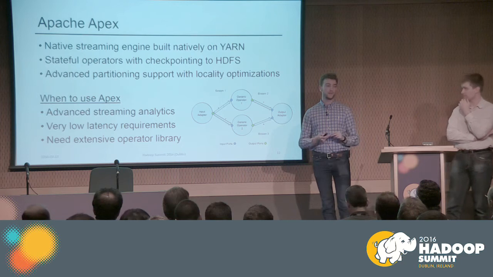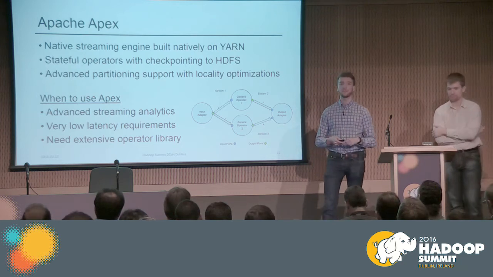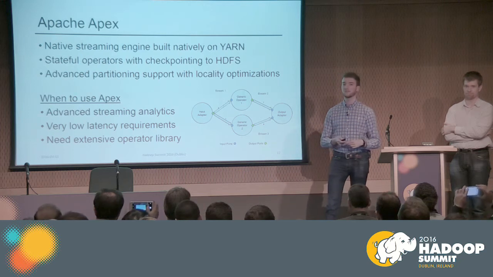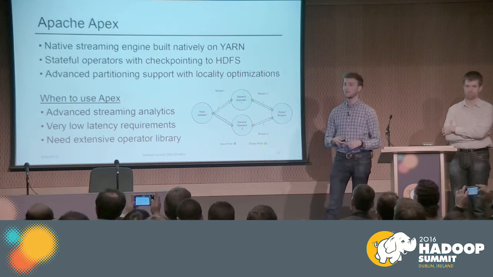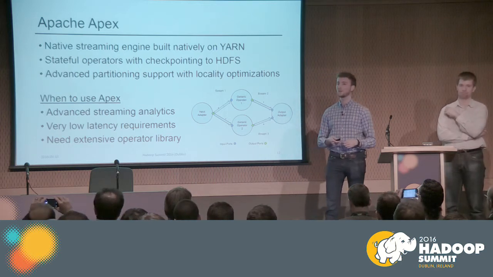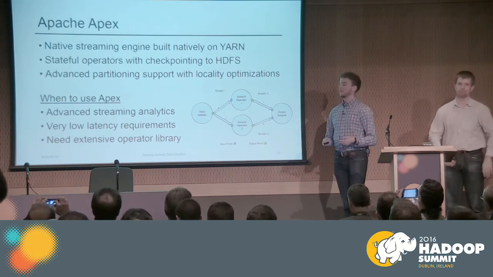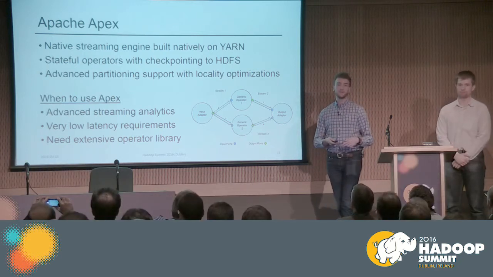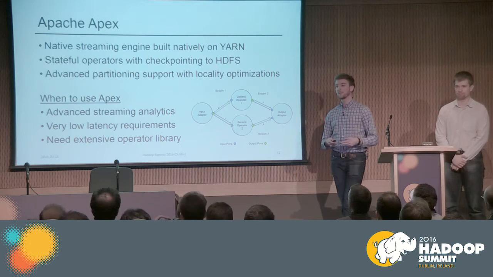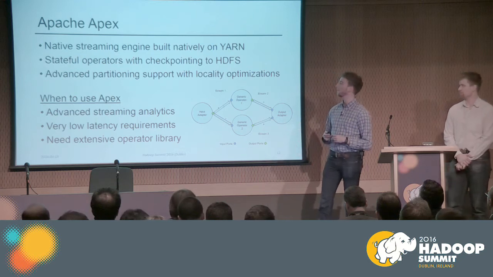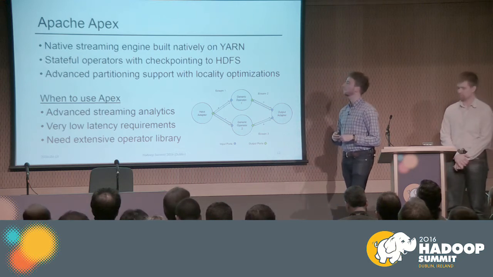The last system to talk about is Apache Apex. I'm not sure how many of you know this system. It's fairly recent in the Apache Software Foundation. It's been open sourced by the company called DataTorrent. Apex is a native streaming engine built on top of YARN. From its abstraction point of view, it's similar to that of Flink. So I would say this is the closest system to Flink out of the five systems.